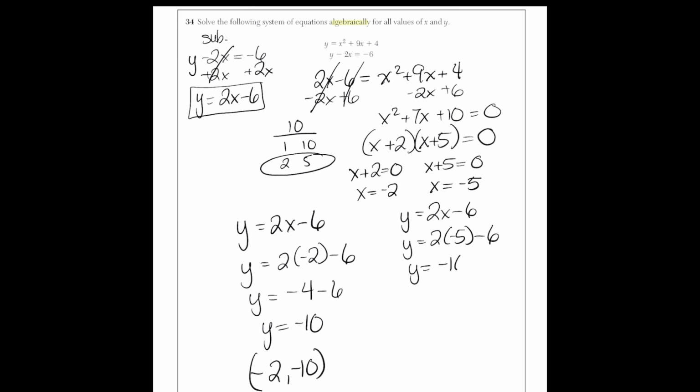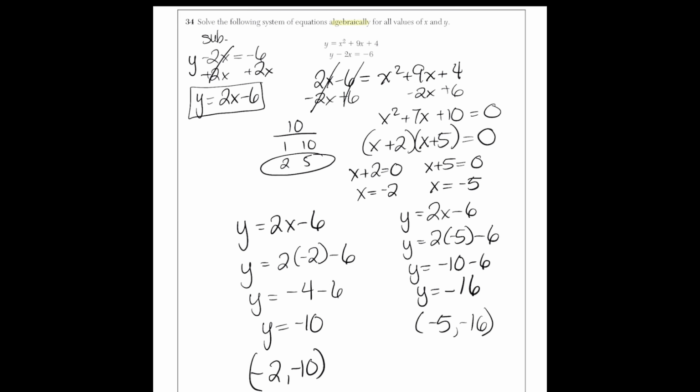Y is equal to negative 10 minus 6. Y is equal to negative 16. And so here, my second solution is negative 5, negative 16. So these are my solutions to the problem.